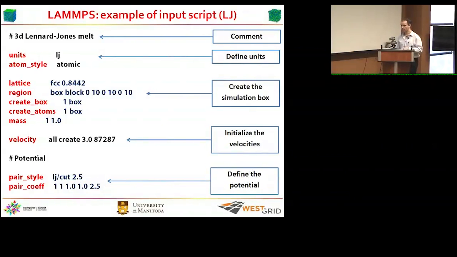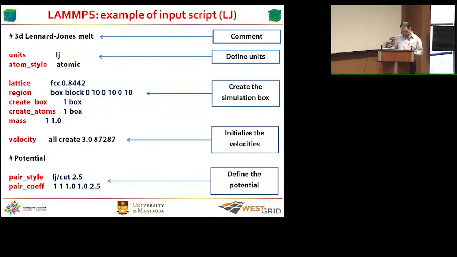To start a simulation, you need to generate the velocities. This command will generate the velocities: velocity all create, with some parameters and arguments. For example, if you restart the simulations, there is a way to read the restart file that contains the positions and the velocities. So in this case, you don't need to add this command, but you can also add it if you want to change the velocity.